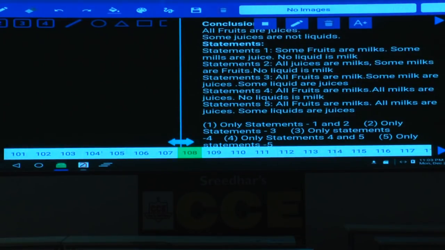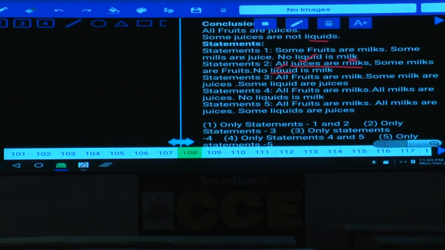Now in choice 2, no liquid is a milk. Again liquid will be remained as it is. Milk should go, juice should come. Now the statement between juice and milk. See here, there is a statement. Hence, now tick and cross, if you put here all juices are milk, juice is tick.